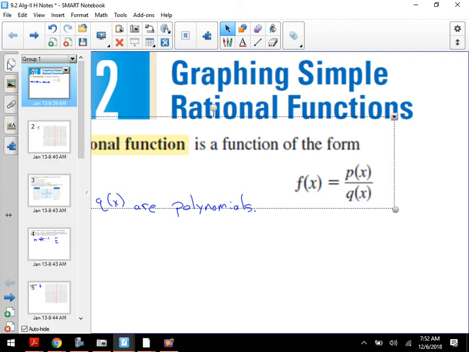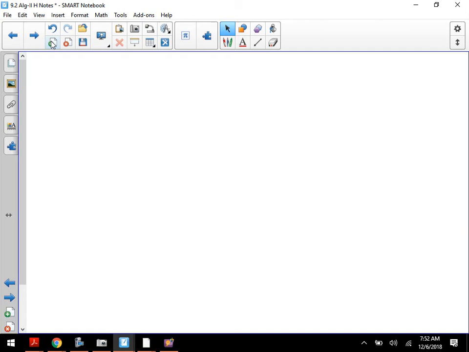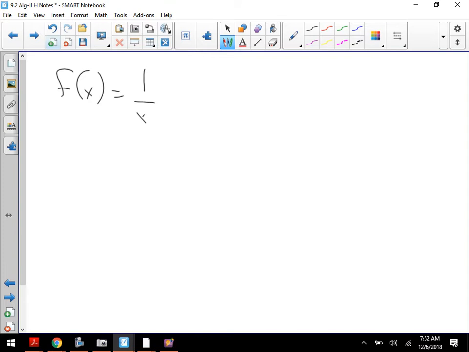So what will happen here is we're going to talk about how do we graph things. Well, the way I like to start this is I'm just going to use something real simple. I'm going to graph f of x equals 1 over x. That's a rational function, where the numerator is a function, it's just 1, and the denominator is a function, x.